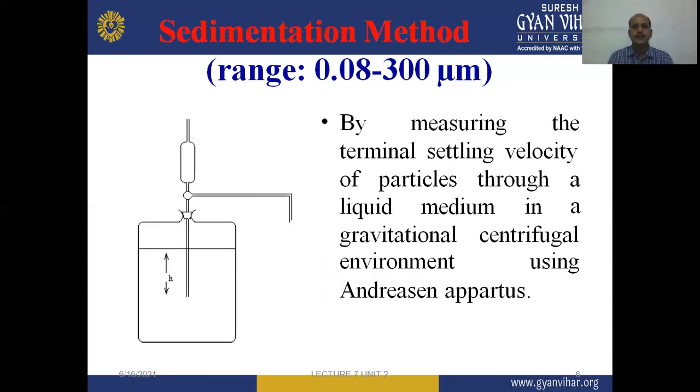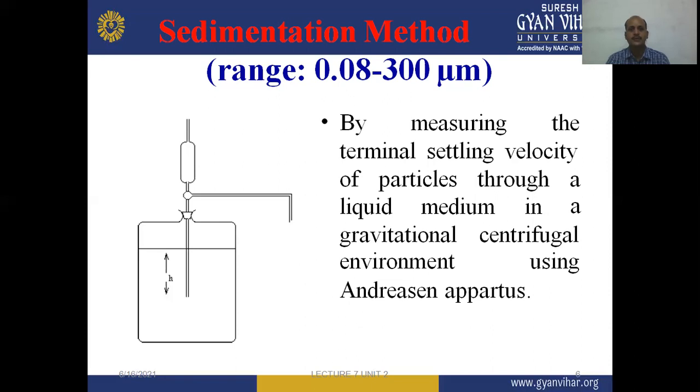Now, after the detailed discussion of optical microscopy and sieving method in our previous lecture, in today's lecture we have to discuss two very important methods: the sedimentation method and the particle volume measurement method. First we start with the sedimentation method. As per the name, this method is based on the sedimentation phenomenon. Sedimentation is the settling of particles under the force of gravity. By measuring the terminal settling velocity of particles through a liquid medium in a gravitational or centrifugal environment using Andreasen apparatus, we can determine the particle size.